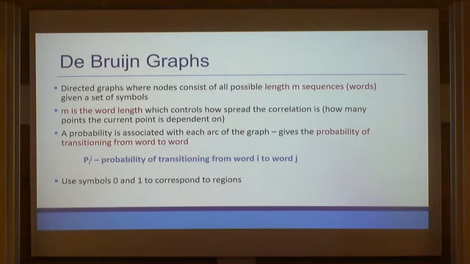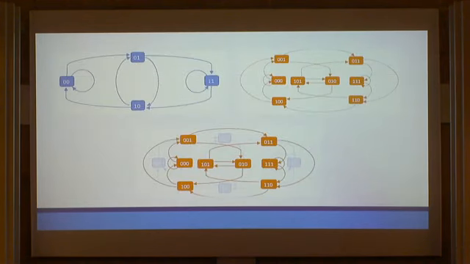So de Bruijn graphs are directed graphs where the nodes consist of all possible length m sequences, which we're going to call words, given a set of symbols. Our symbols are going to be 0 and 1, and the nodes of the graph are going to be all of the combinations of length m that you can get from these zeros and ones. It's easy if we look at a diagram.